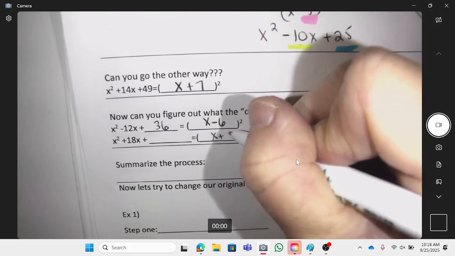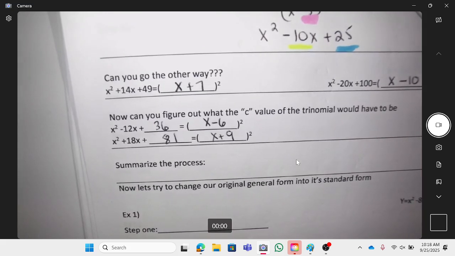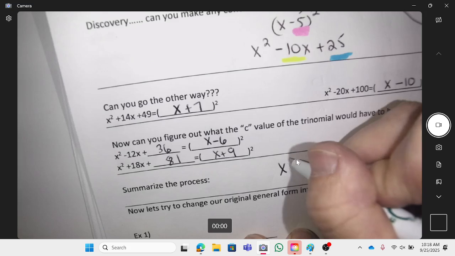Okay, so I need a +9 to double, and then it squares. Okay, so this is kind of what I'm doing.